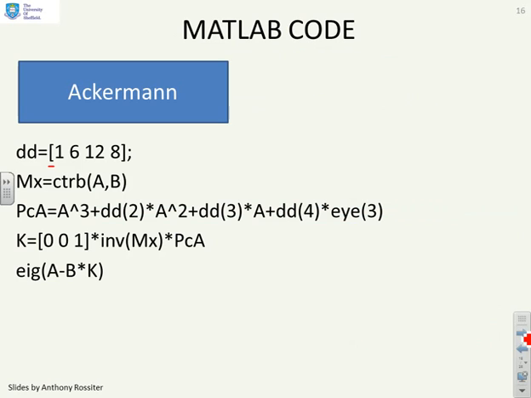You can see for Ackermann's method, here were the coefficients of the closed loop, 1, 6, 12, 8, and you notice I've used those coefficients to find PC of A, so I've got A cubed, and then the second coefficient of the polynomial times A squared, the third coefficient times A, the fourth coefficient times I, and that gives me PC of A, and then I've just used Ackermann's formula here.